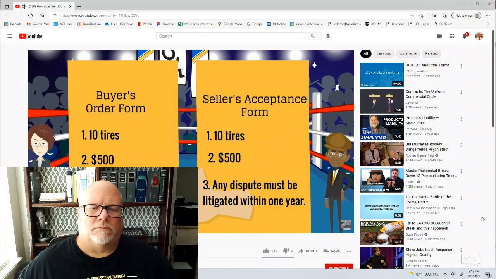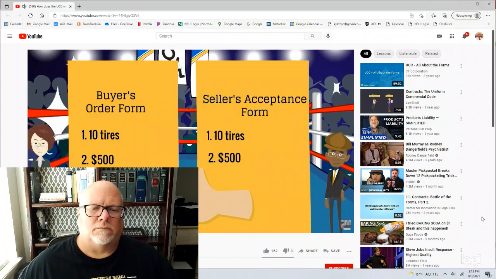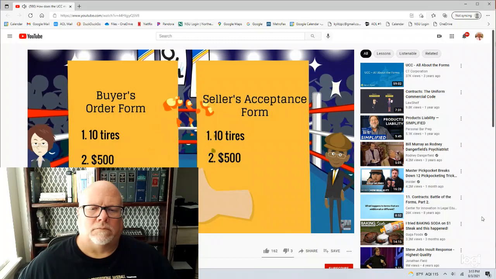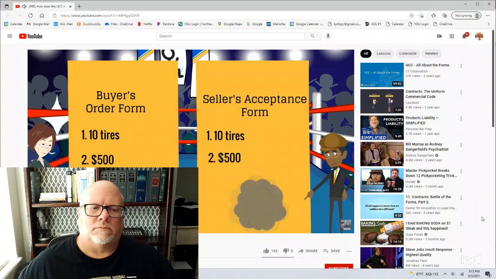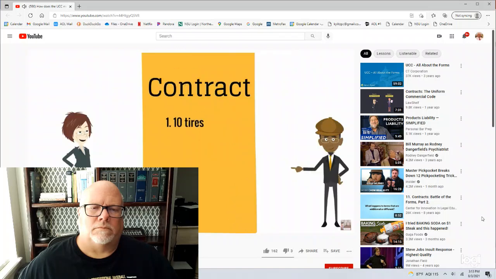Under the knockout rule, the contradictory terms are going to knock each other out. They're going to be taken out of the contract. We have 10 tires for $500, but the contradictory terms should be eliminated under the knockout rule. Now our contract has the terms that the parties agreed on, 10 tires for $500.